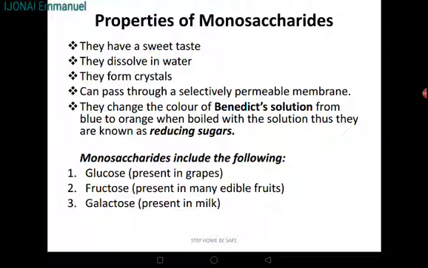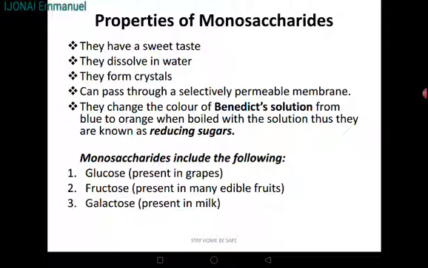Great. So we have some examples here. They include glucose. I know you know the glucose very well. It's a common thing that you know. Then we also have fructose, which is majorly found in fruits. Then we have galactose, which is sometimes called the milk sugar. It's found in milk. So those are some of the examples of the monosaccharides.